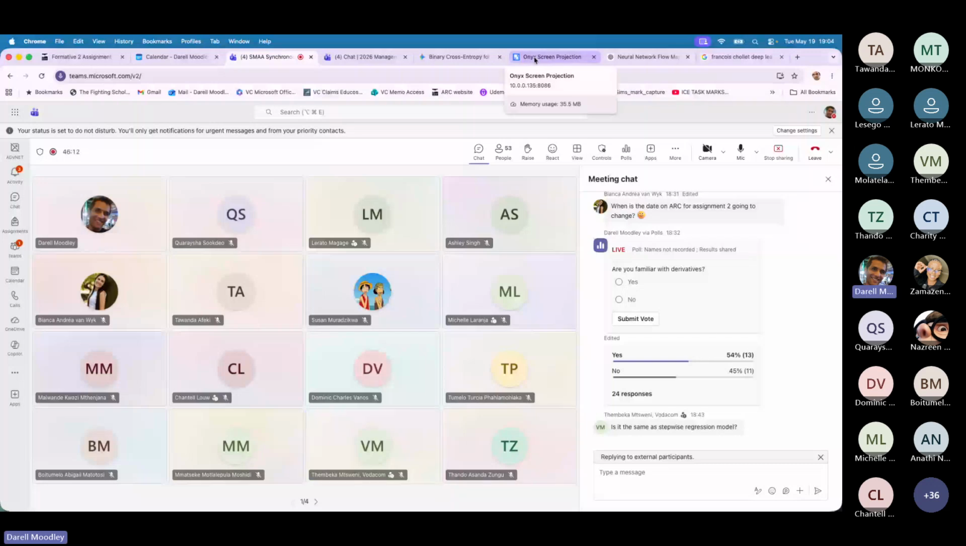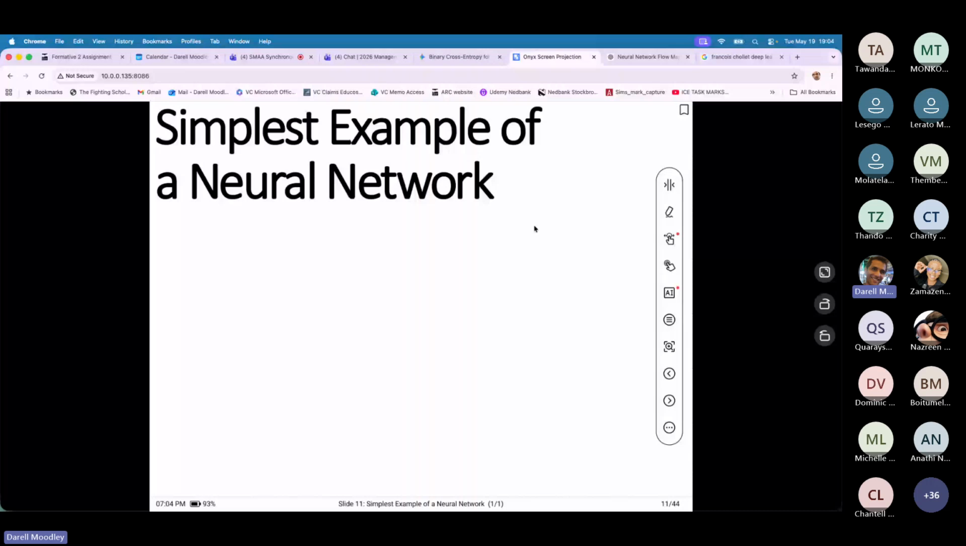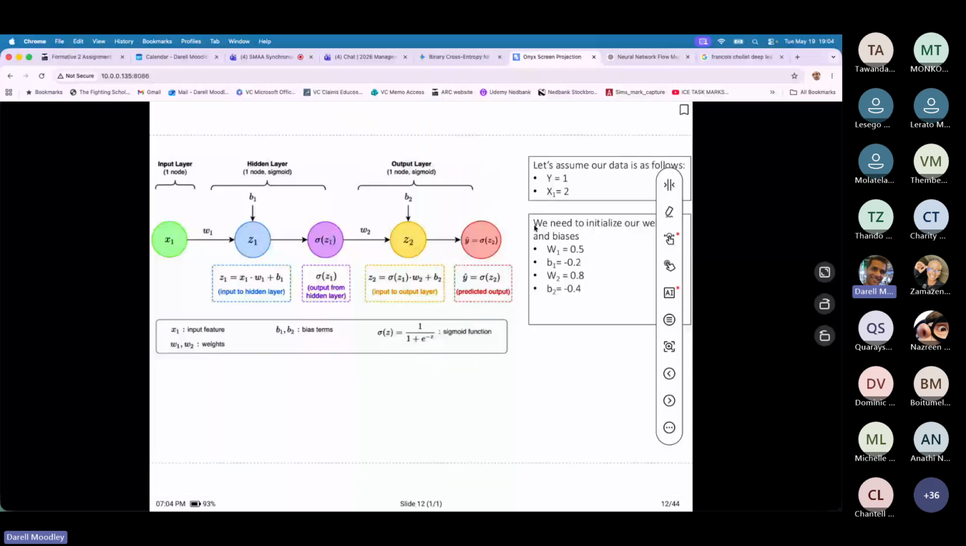All right. So now, the simplest example of a neural network. My example is only going to have one input variable, one x variable, x1, on the left, and only one hidden layer. So one hidden layer, one variable, and one output layer. We are going to use a classification problem, but the same thing applies for regression.